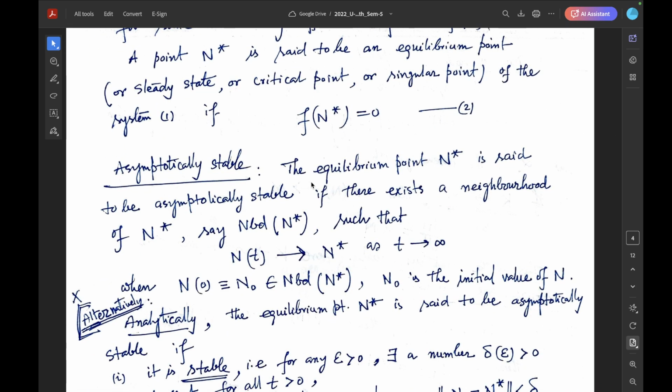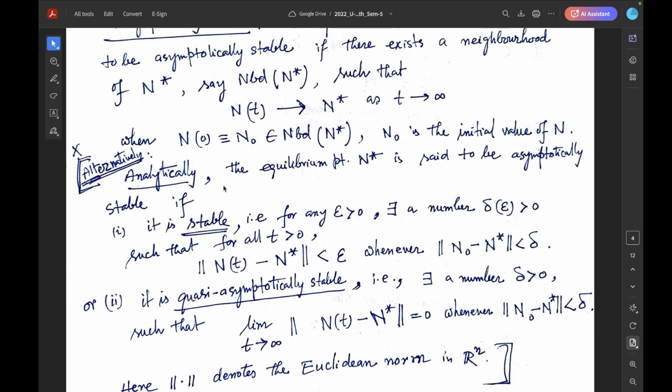Next, asymptotically stable. The equilibrium point n star is said to be asymptotically stable if there exists a neighborhood of n star, that is, we say NBD(n star) is the neighborhood of n star, such that n(t) tends to n star as t tends to infinity, where n(0) equal to n naught belongs to the neighborhood of n star, and n naught is the initial value of n. Then we say this equilibrium point n star is asymptotically stable.